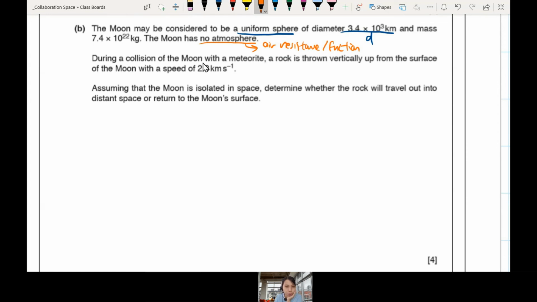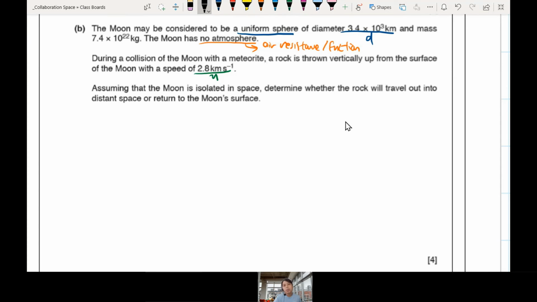During a collision with the moon with a meteorite, a rock is thrown vertically up from the surface of the moon. So the rock comes up, and this rock starts off with a speed of 2.8. Assuming that the moon is by itself, with no other force or field around it, determine whether the rock will travel out forever, escape freely from the moon, or whether it is not enough and it returns to the moon's surface.